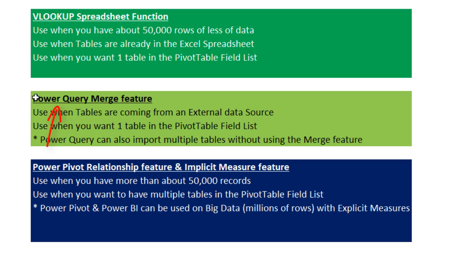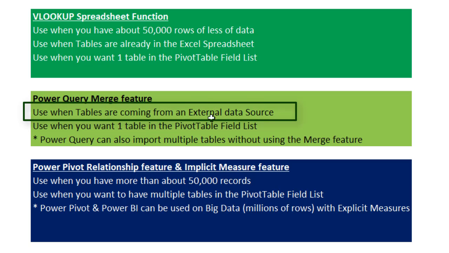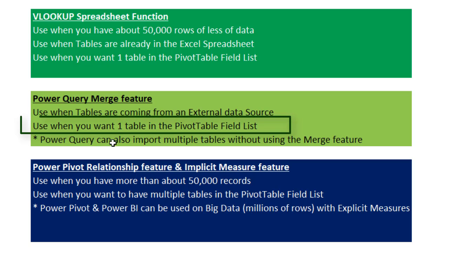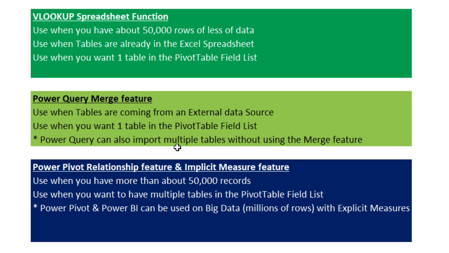Now, we can also use Power Query with the very specific merge feature. And we use this when the tables are coming from external data sources. Because if we're going to use Power Query to import it in the first place, instead of adding VLOOKUP as extra columns, we'll use the merge feature, which inside of Power Query adds the same columns that VLOOKUP would. And if we're using merge, that means we want one table in the pivot table field list. Now, later we'll see that Power Query can import multiple tables without using the merge feature.